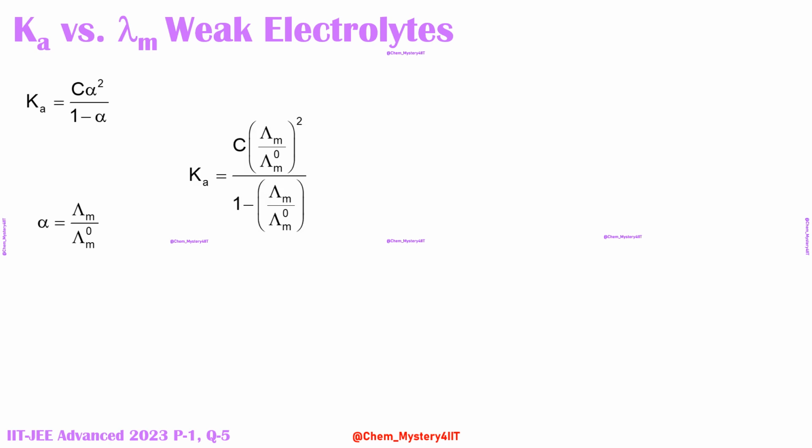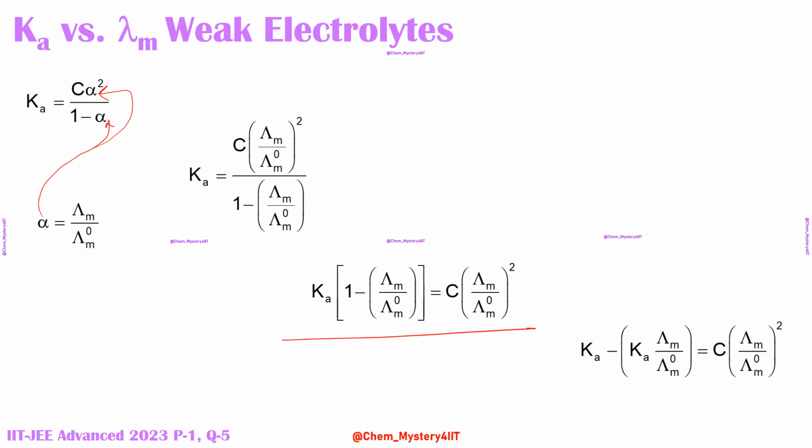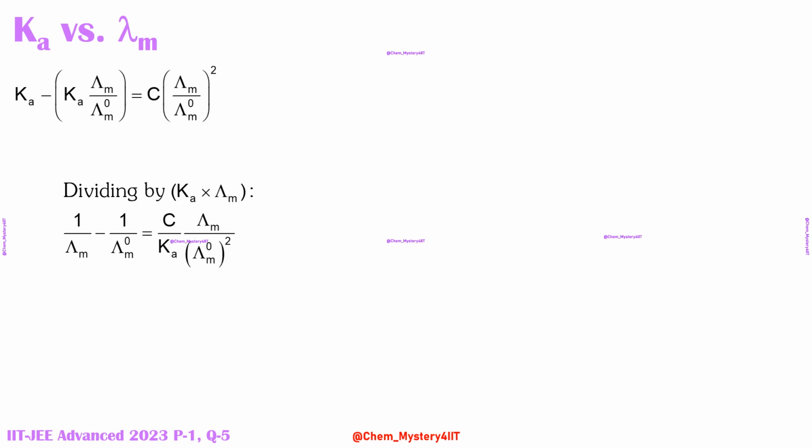If you substitute the value of alpha in the first expression, you are going to have K is equal to C times (lambda m by lambda naught m) squared divided by 1 minus lambda m by lambda naught. Simplifying further, this is going to give us this expression. So basically we are doing crisscross, and now we write the Ka terms on one side, with K multiplied over here. This is Ka minus Ka times lambda m by lambda naught m, and this is C lambda m squared by lambda naught m squared. Now for simplification we will divide this expression by Ka times lambda m.